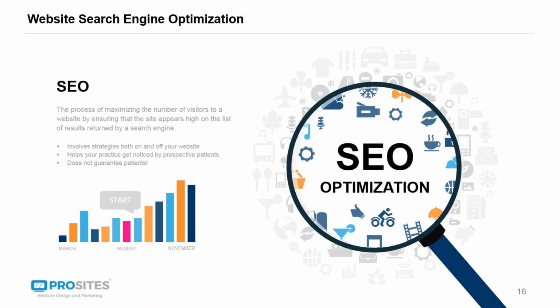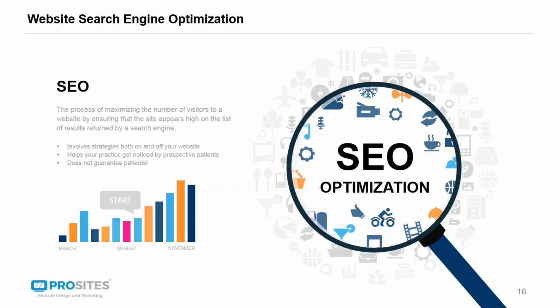The next is search engine optimization. We call it SEO if you don't know that already. I'm sure you've heard about it all the time. But really, I want to make sure that it's pretty clear what SEO is. If someone searches for your practice or searches for dentists near me or dentists near me who do implants, you want to maximize the number of people who see your website through search engine optimization. It's the process of maximizing the number of visitors to a website by ensuring that your site appears high on the list of results that are returned by Google or Bing or Yahoo.